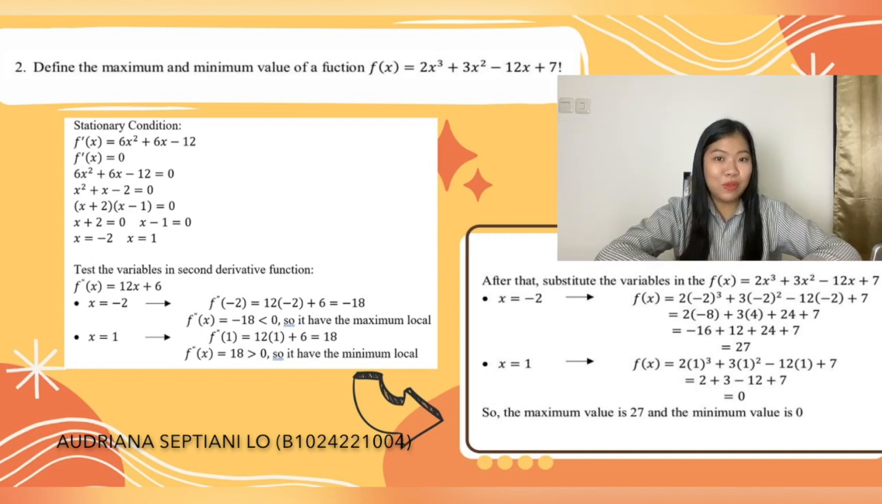After finding the maximum value, now we move to find the minimum value. The variable is 1, so x equal to 1. It is f(x) equal to 2 times 1 power 3 plus 3 times 1 power 2 minus 12 times 1 plus 7, and the result is 0. So for this question, the maximum value is 27 and the minimum value is 0.